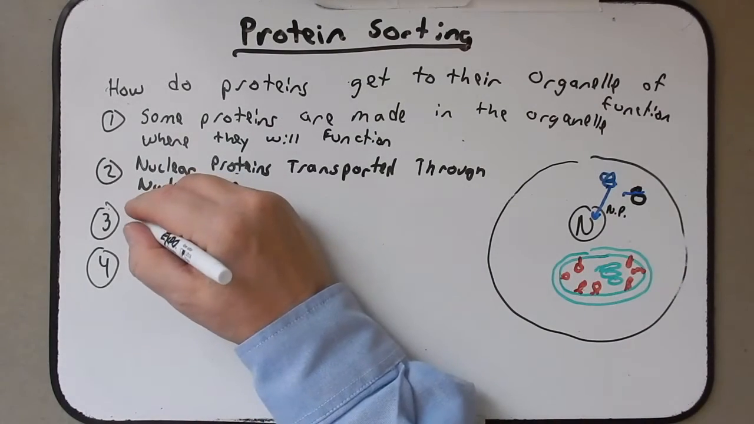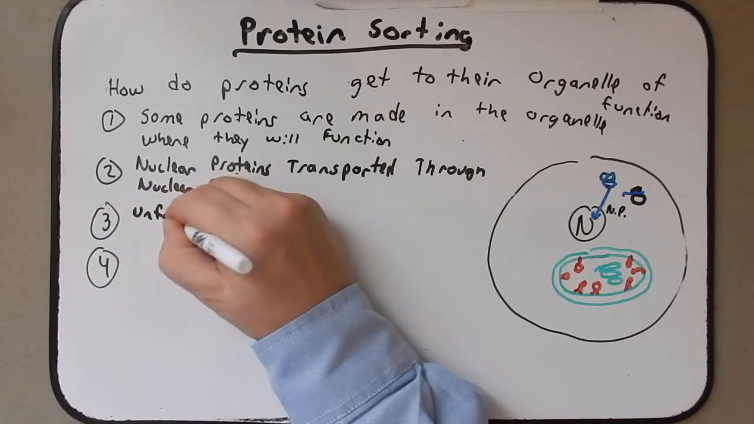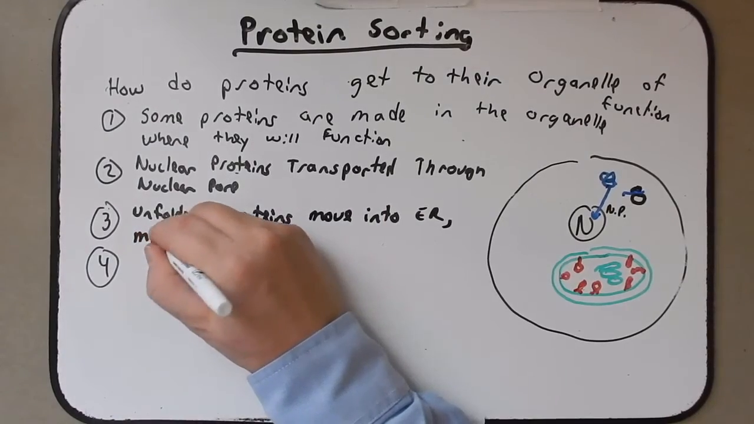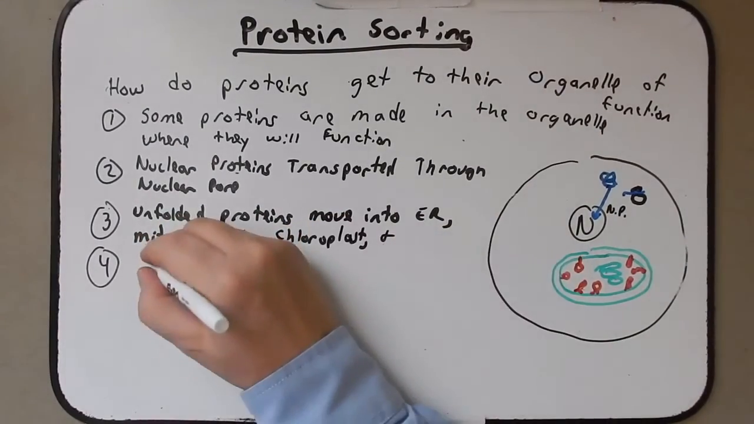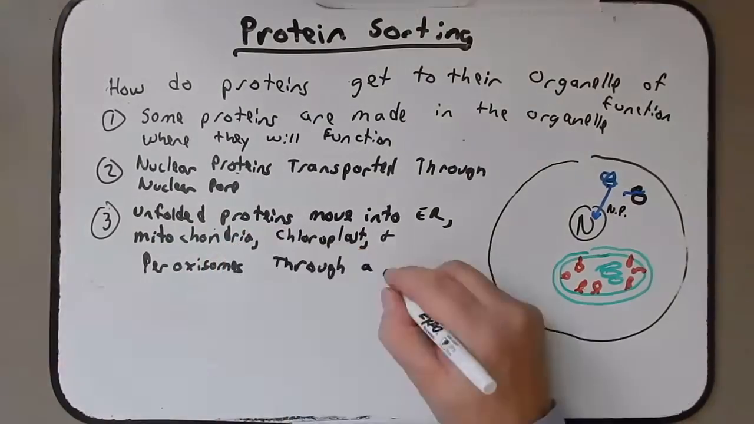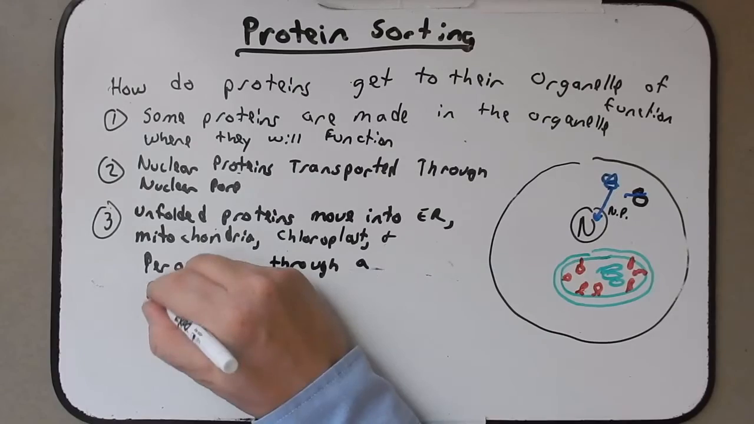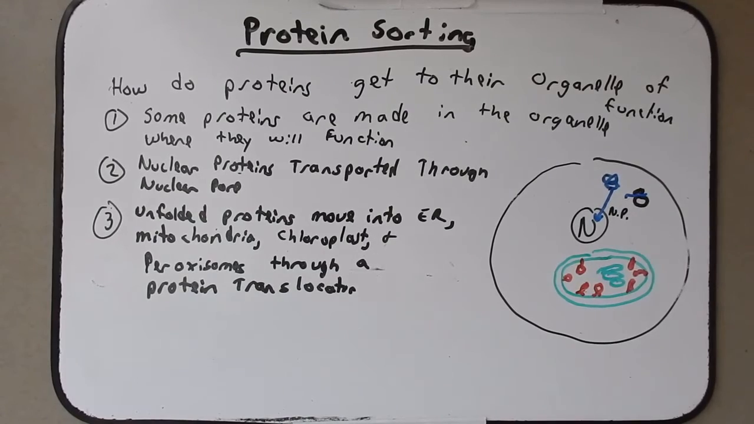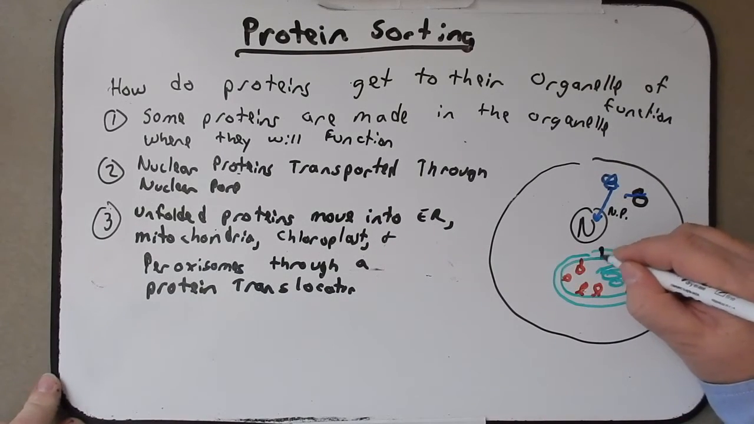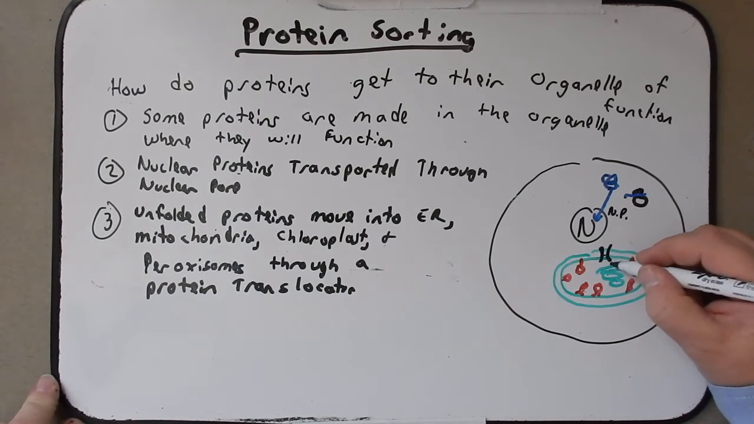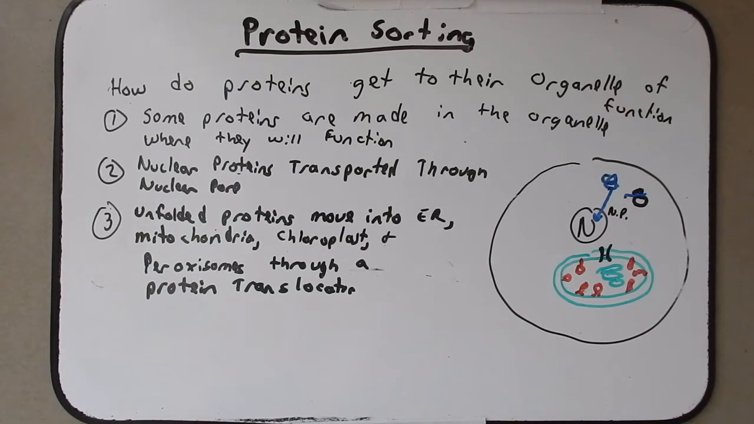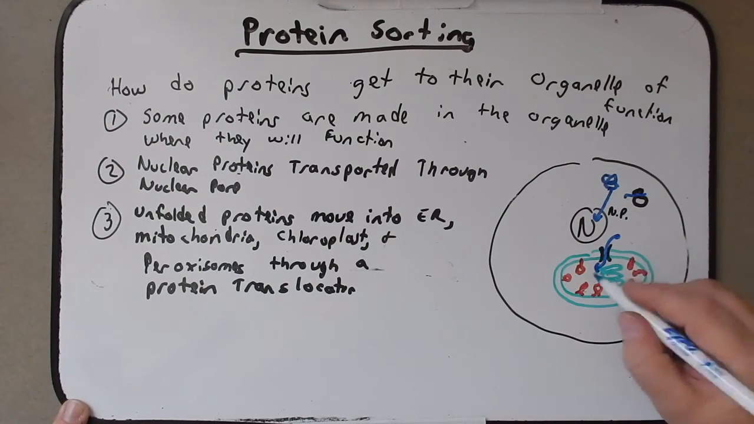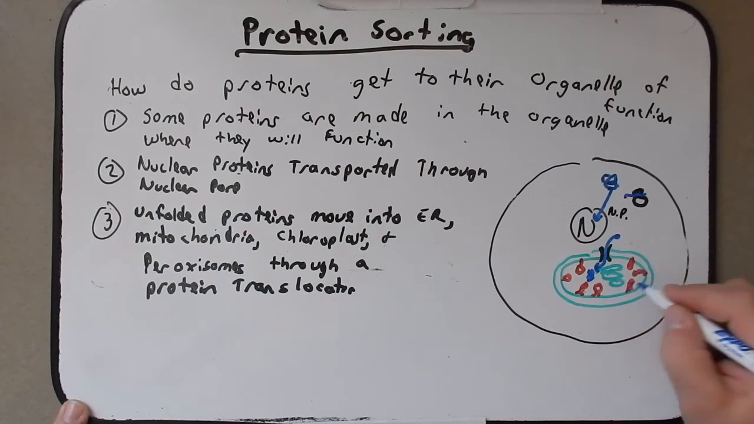The next way is unfolded proteins move into the ER, mitochondria, chloroplasts, and peroxisomes through a protein translocator that's located on the membrane. So since I have the chloroplast written here, what happens is there are these transmembrane proteins that function to allow a protein that's not folded yet to go directly through this translocator. And once in here, then they'll fold properly.